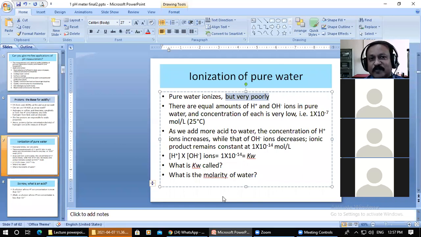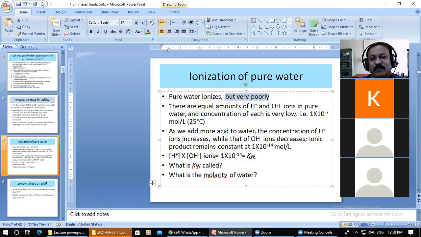What is the ionized form of water? H plus and OH minus ions. Okay. Are all the molecules of water in the dissociated state? The answer is no, sir. Right, all the molecules of water are not in the ionized state. In fact, very few molecules of water at any given time are ionized.